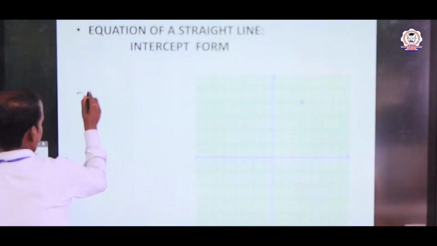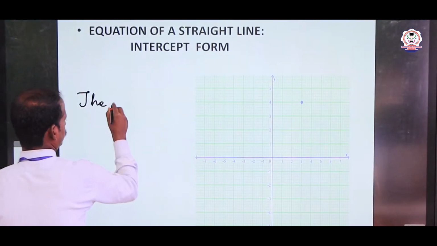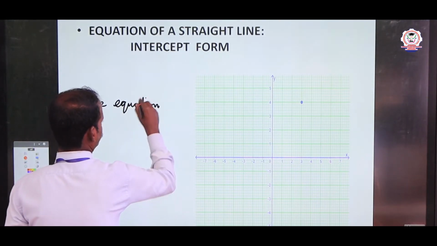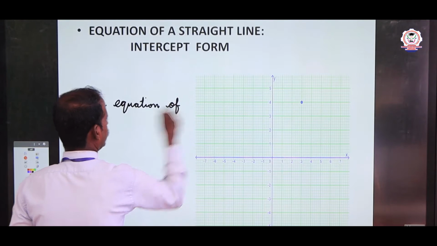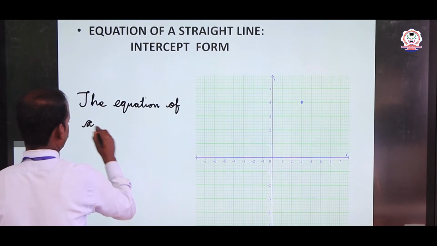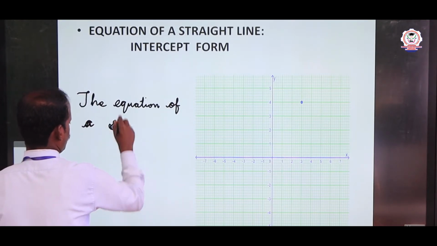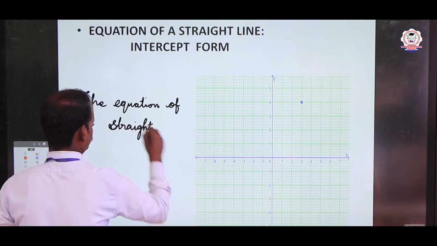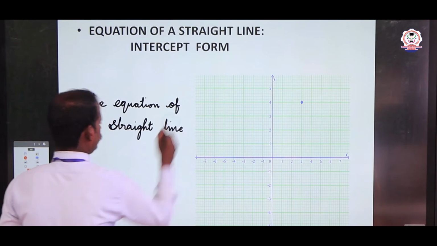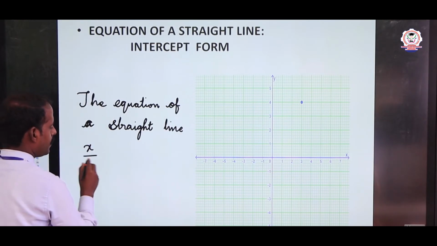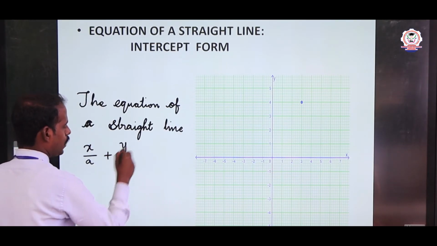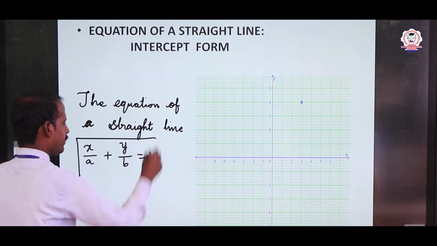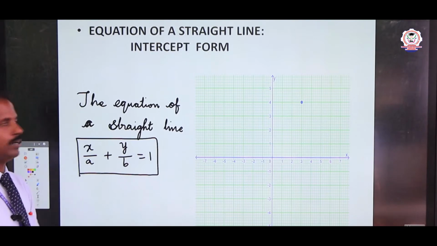The equation of a straight line: x divided by a plus y divided by b is equal to 1. This is the equation of a straight line formula.